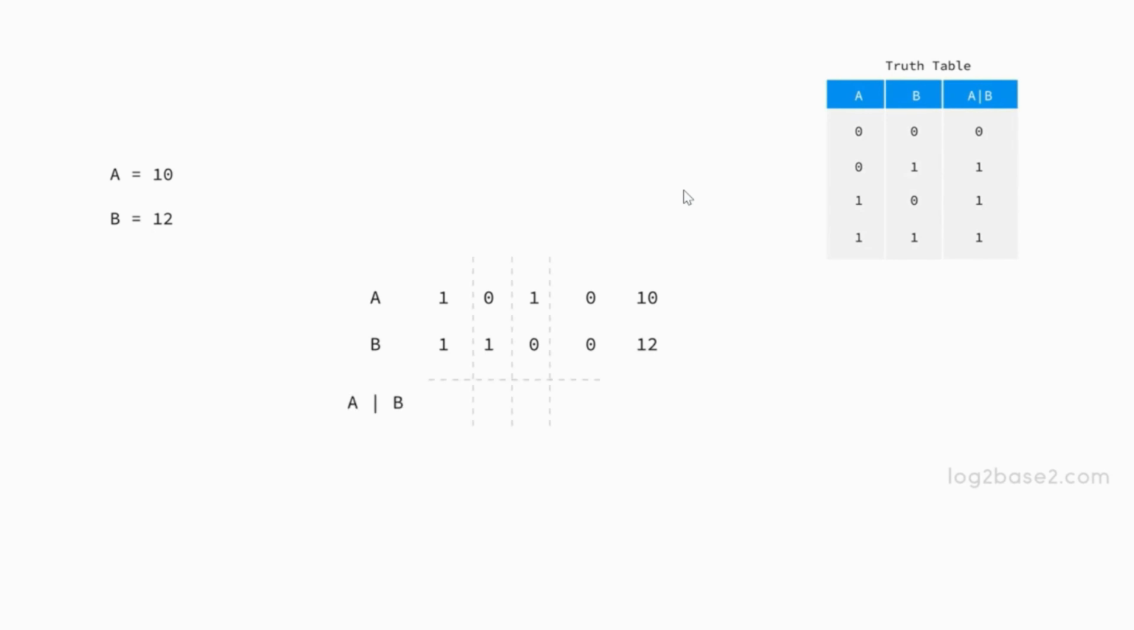Take the first pair of bits, which are 0 and 0, and we have the truth table, and we don't have any value equal to 1, so we get 0. The next pair is 1 and 0, so we get 1, and next is 0 and 1, so we get 1 again, and finally we have 1 and 1, so the operator will return a 1. The result of bitwise OR operation between 10 and 12 is 1110, which is equivalent to decimal 14.